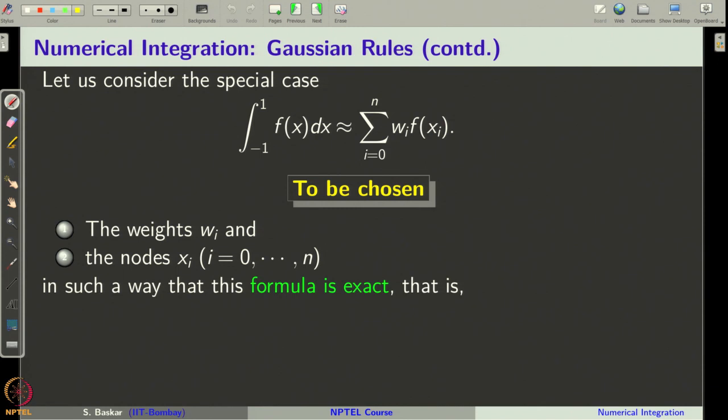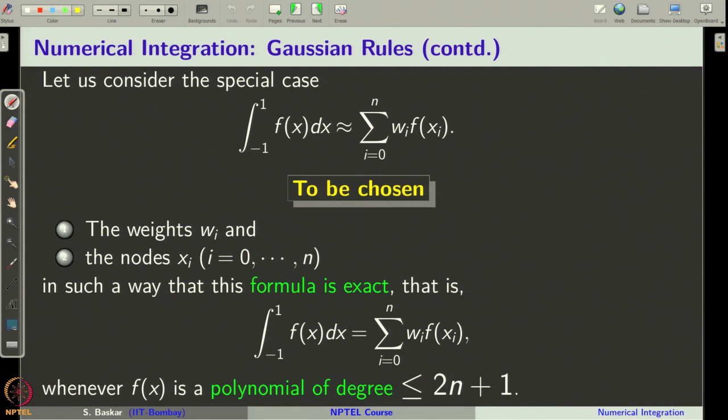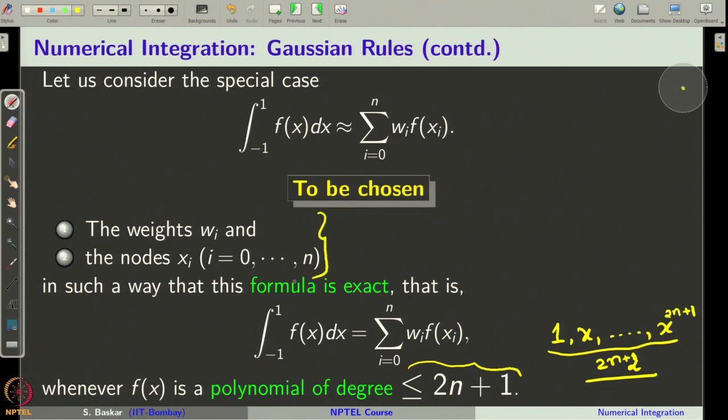We have to impose the condition that this quadrature formula will be exact, that is, it gives you the exact value of the integral as long as the integrand f is a polynomial of degree less than or equal to 2n plus 1. Because your monomial basis will have 1, x, up to, say, if your polynomial degree is n, then it goes up to x to the n, therefore you have n plus 1 members. So, if you are going up to 2n plus 1, then it has 2n plus 2 members, and therefore you will get 2n plus 2 equations. On the other hand, you have 2n plus 2 unknowns. Therefore, you can solve this system to get these unknowns.